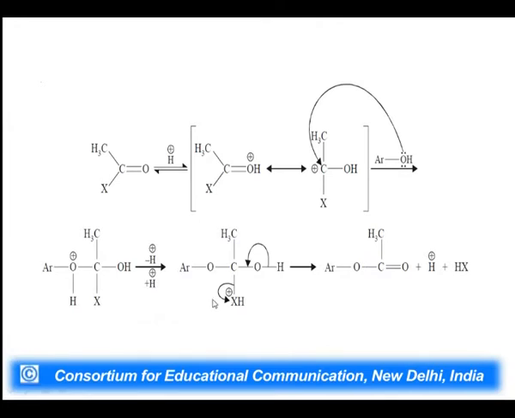In this case, what happens is this HX is eliminated. At the same time, this undergoes deprotonation to give us an ester. So this is the acid catalyzed esterification reaction. Please remember, this reaction can follow two mechanisms, base catalyzed as well as acid catalyzed, and this is known as acyl nucleophilic substitution reactions, which involves first the addition and then the elimination.